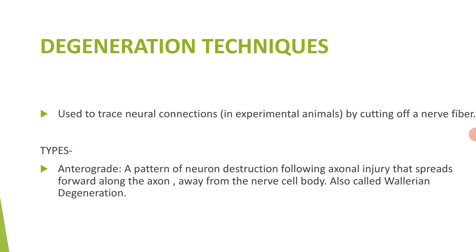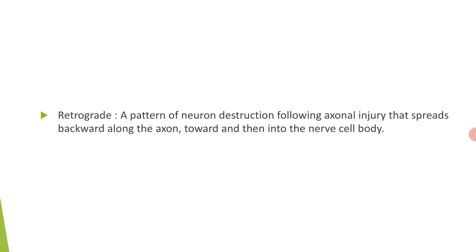So in this particular degeneration there is an injury in the axon, and the injury spreads forward along the axon, moving away from the nerve cell body. And there is another name for anterograde degeneration, which is called Wallerian degeneration.